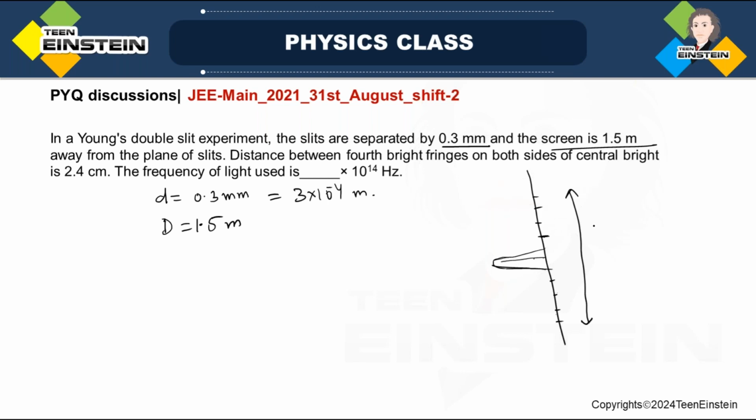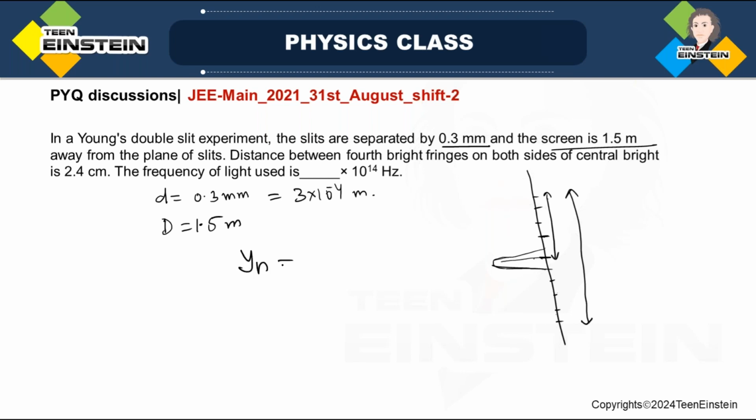So the distance between them is actually given. See, this is given. I know the distance from this position, this one, I know. What is that?